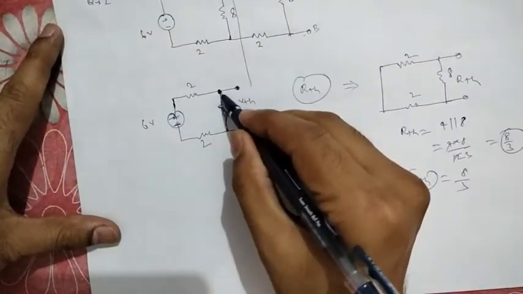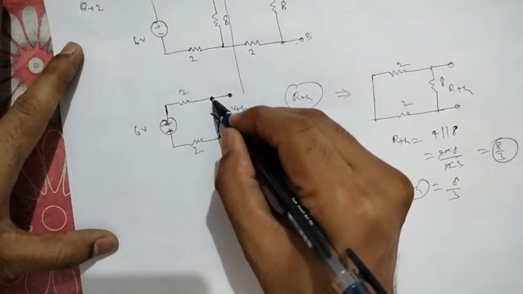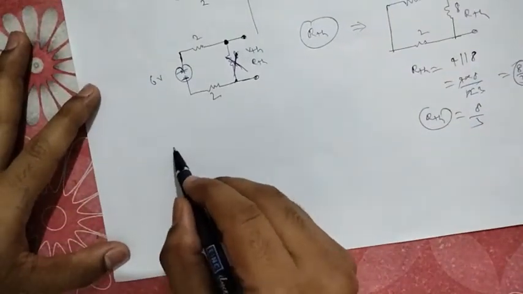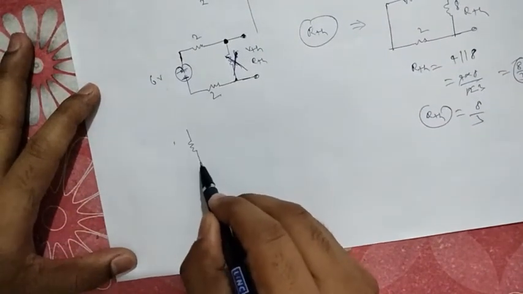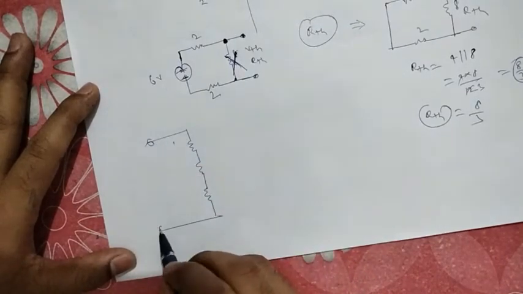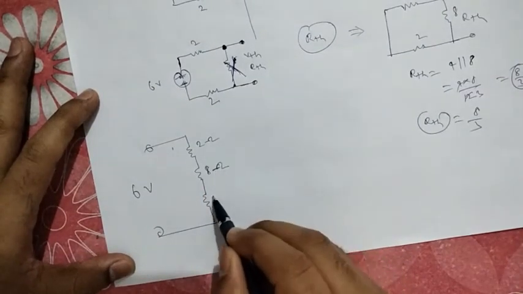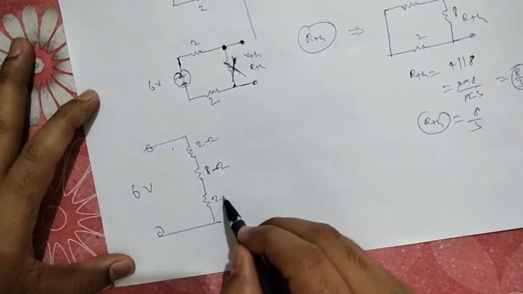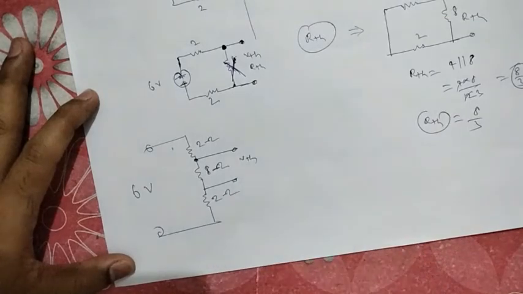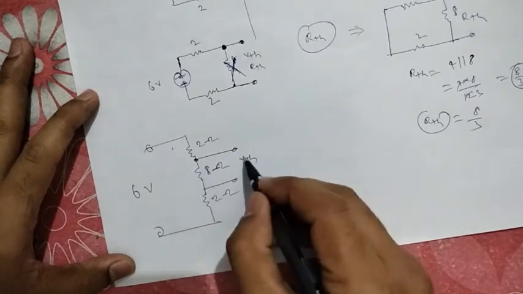And what will be our VThevenin? How will we calculate this VThevenin? We just look at the voltage across this. Now if you see, this is a potential divider circuit, 2, 8 and 2. Here 6 volt is connected. This is 2 ohm, this is 8 ohm, and this is your 2 ohm. Now we need the voltage across this, which will give our VThevenin. By applying the potential divider, we can find the VThevenin.